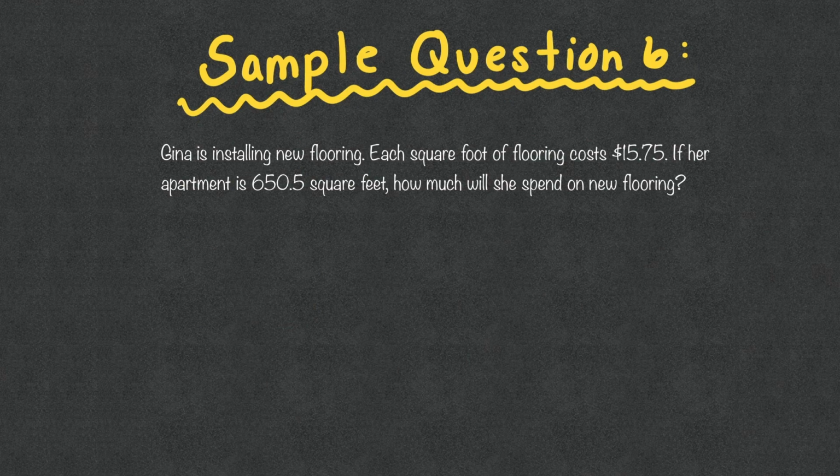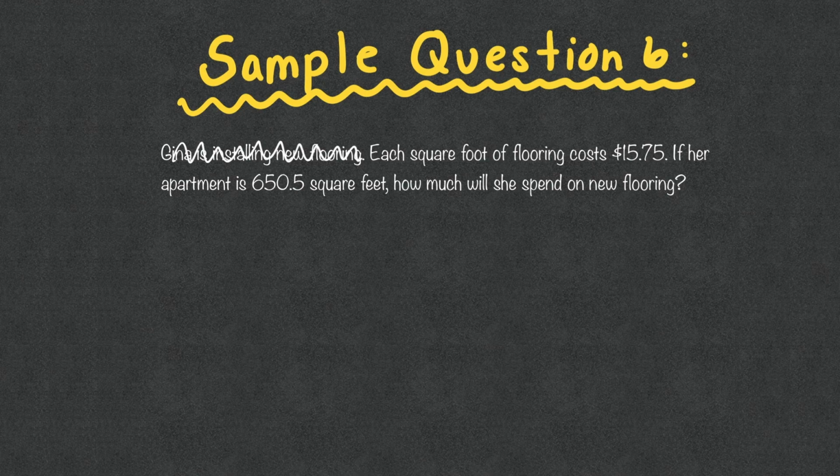Gina is installing new flooring. Each square foot of flooring costs $15.75. If her apartment is 650.5 square feet, how much will she spend on new flooring? All right, so let's start to interpret this problem. Gina is installing new flooring. Each square foot of flooring costs $15.75. If her apartment is 650 square feet, okay, so we kind of understand what's happening. Installing new flooring, that's great. That's cool for Gina, but that's not going to help us with the problem. It's not really doing anything for us.